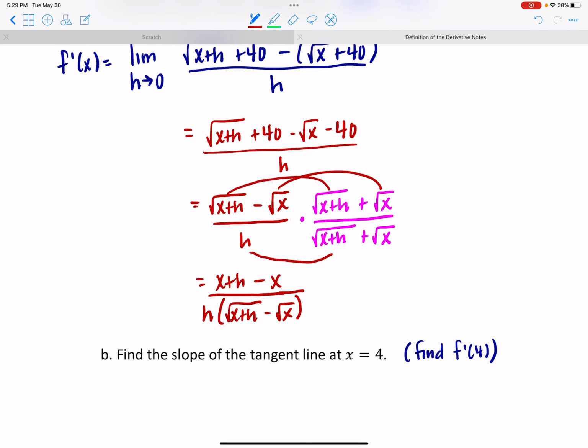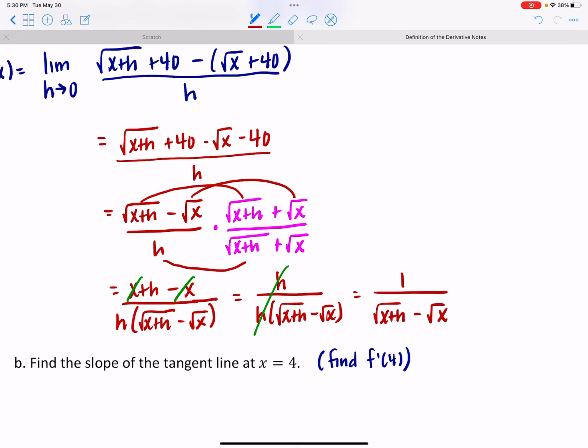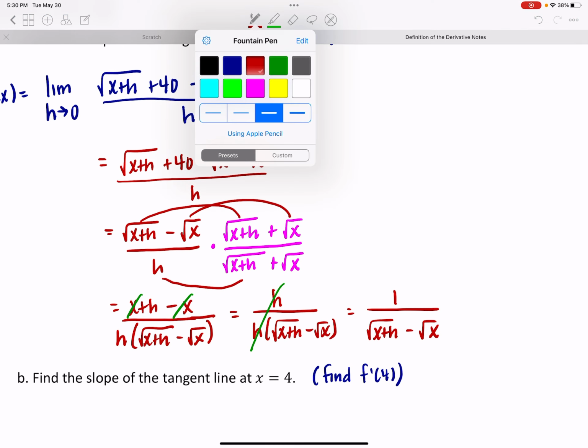Now on the top of the fraction, I can see x and negative x cancel. And so I'm left with just an h, and then an h in the bottom, I have a common factor of h, which means I can take the step of reducing out that common factor. And so we're going to be left with 1 over the square root of x plus h minus the square root of x. Now this is a form where I can actually plug 0 in for h and get a fraction that is defined.